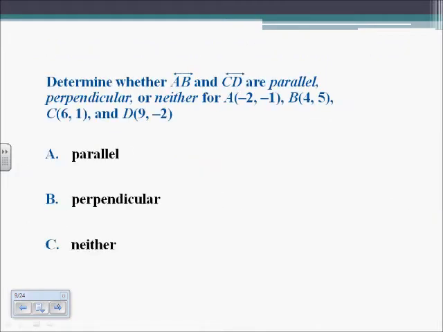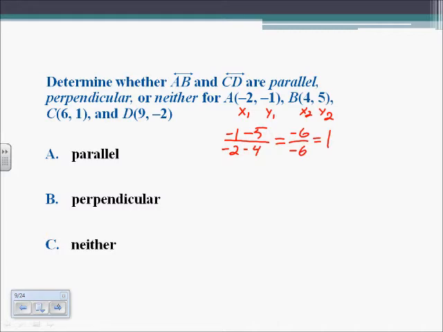Alright, another example here. Determine whether AB and CD are parallel, perpendicular, or neither, for AB being at points -2, -1, and 4, 5, and then C and D at points 6, 1, and 9, -2. So finding the slope, let's say we have x sub 1, y sub 1, x sub 2, y sub 2. We can use this to solve. Let's have -1 minus 5 over -2 minus 4. Going through, we have -6 over -6 for 1.